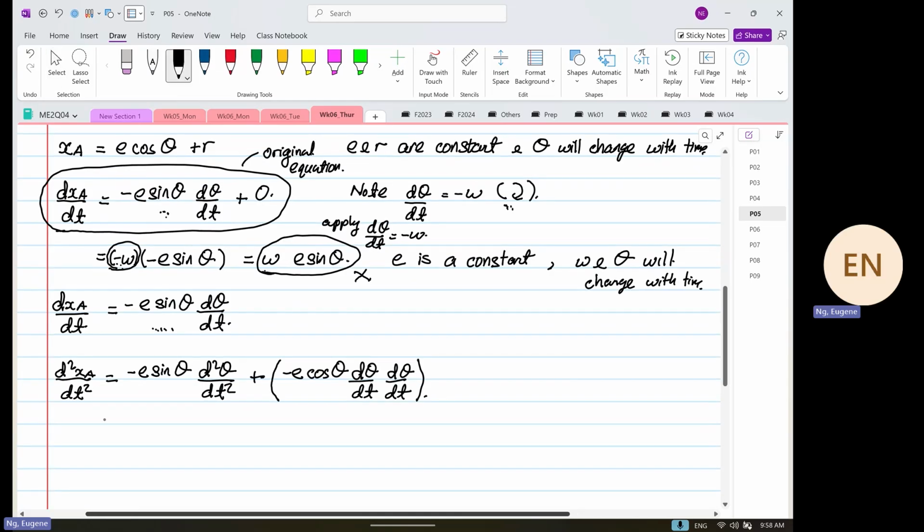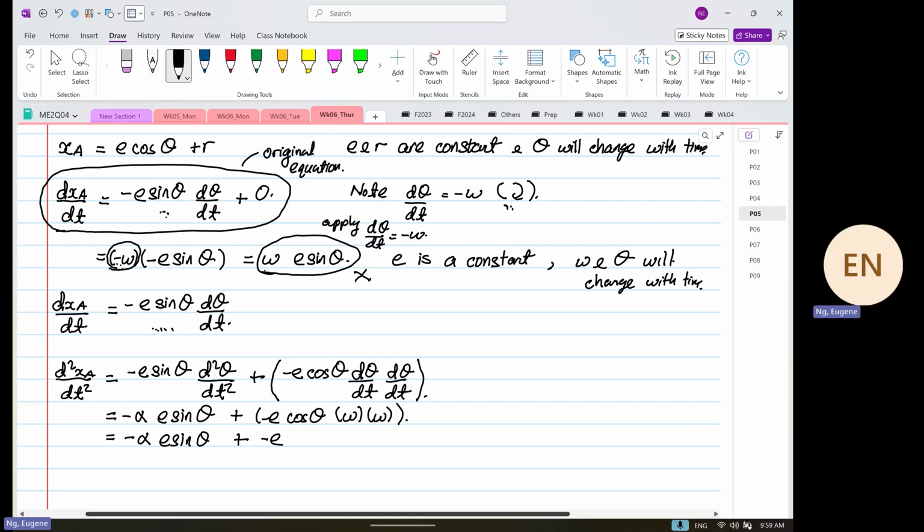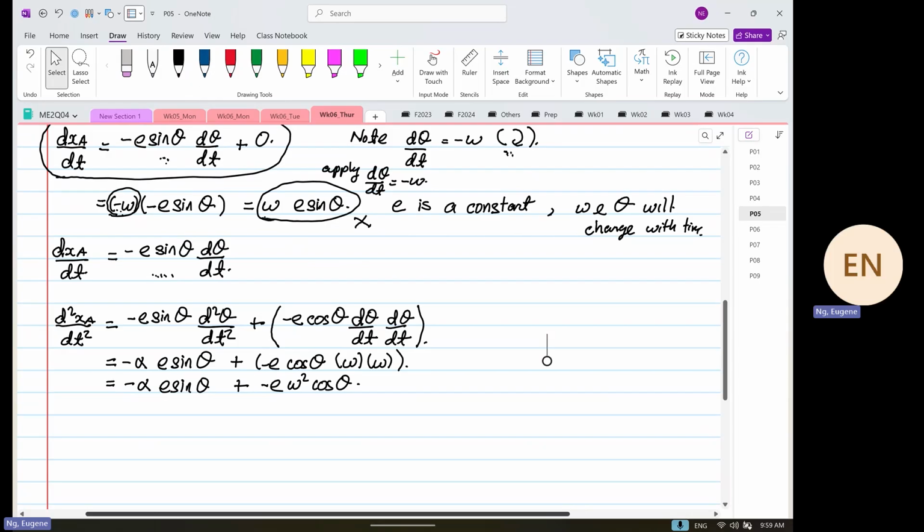So from here, we know that this will be equal to minus alpha e sine theta plus by minus e cos theta, omega and omega again. So over here we have minus alpha e sine theta plus by minus e omega squared cos theta.